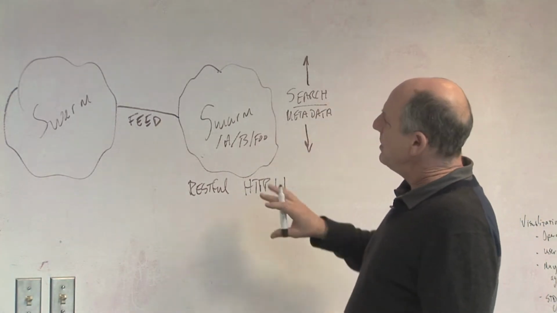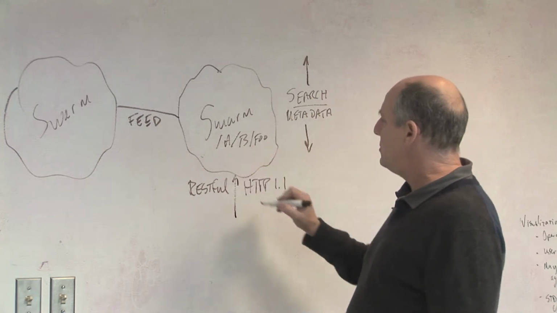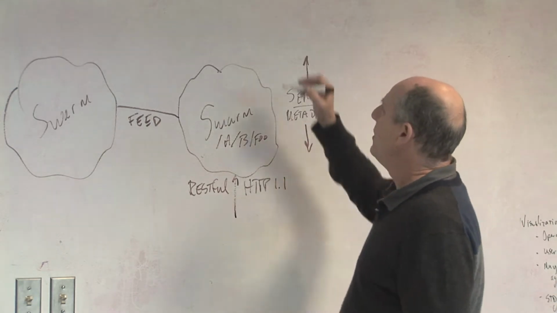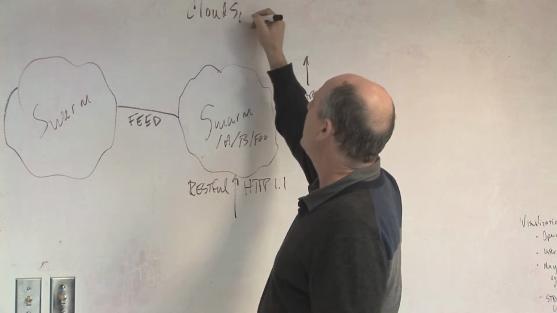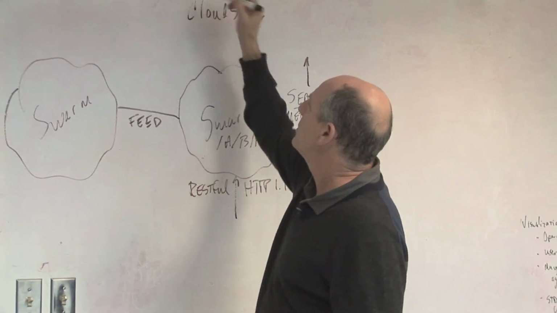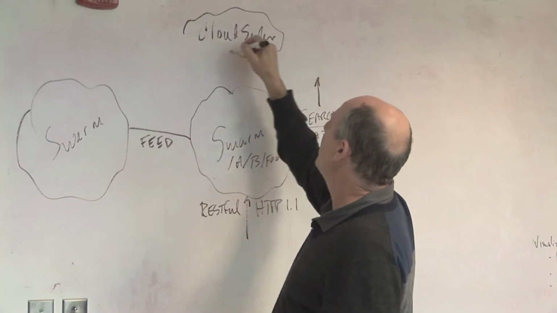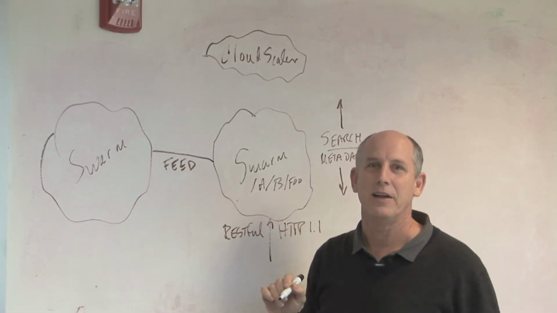And then you can natively access this using HTTP, but you may want to do some other things. And so we have a service out here called CloudScaler. And of course, clouds are nebulous, so we might want to make it a little nebulous, but it's a cloud scaler.